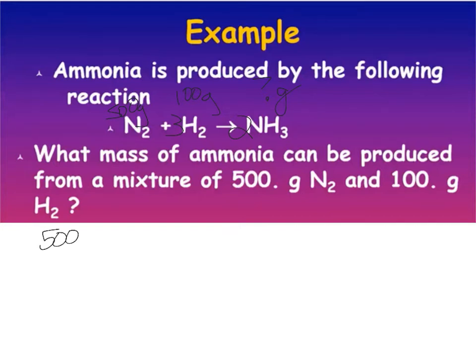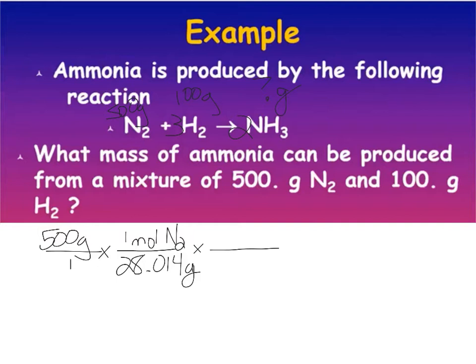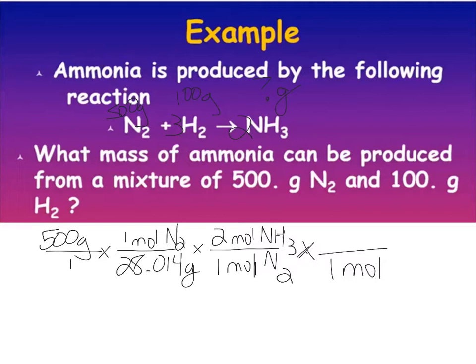Cool, so I'm going to start with my 500 grams of my N2 over 1. This is a gram-gram problem, so I've got to convert it to moles. And then I'm going to do my mole ratio. My ratio is 1 mole N2 to 2 moles of ammonia, NH3. And then I'm going to go to mass of ammonia. And the molar mass of ammonia is 17.034 grams. Then we solve for that problem. A little bit of math, and we get 608 grams.